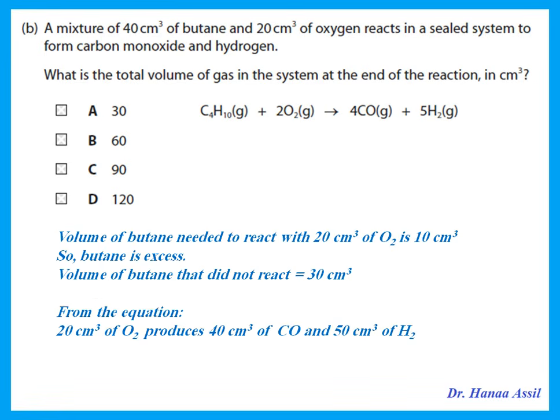If I have 20 cm³ of oxygen, from the equation 2 gives 4 of CO and 5 of hydrogen. That means 20 will give 40 of carbon monoxide and 50 of hydrogen. And that means at the end of the reaction, the total volume of gas that I have is the 40 of carbon monoxide that was formed, 50 of hydrogen that was formed, and the 30 of butane that did not react. So all of these remain at the end of the reaction. So I end up with a total of 120 cm³.